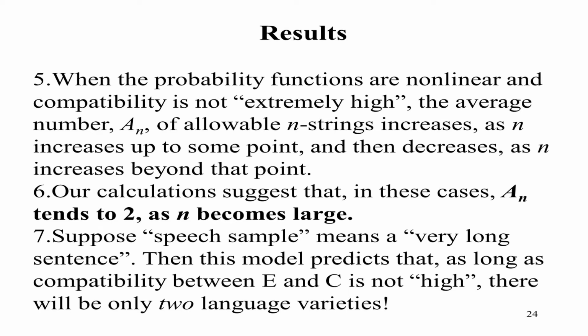And here again you get excited because you then say, well, this is a nice result. It must have some meaning in reality. What could be a meaning? Well, suppose what I mean by a speech sample being allowable is that it's a very long sentence. And if you would allow me to make that stretch, then I would say this model predicts that as long as the compatibility of English and Creole is not so high, you can only get two language varieties.